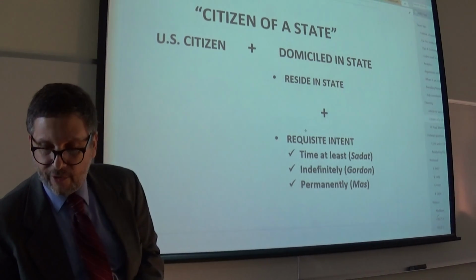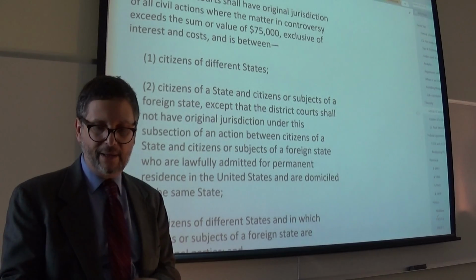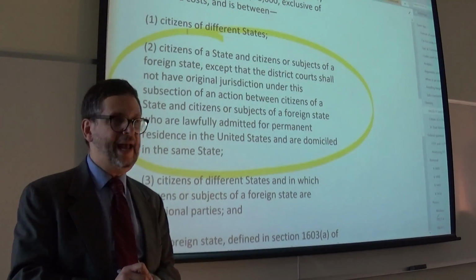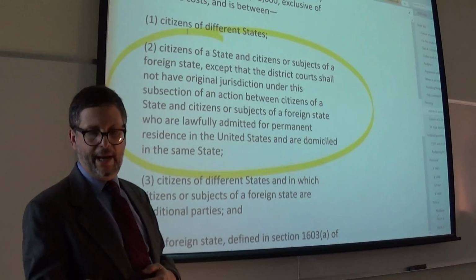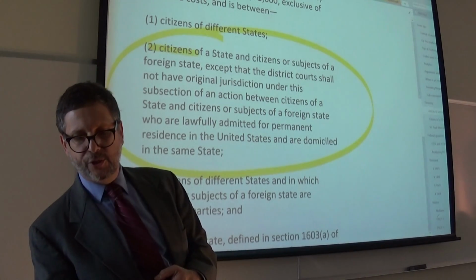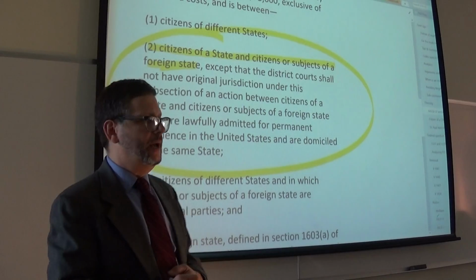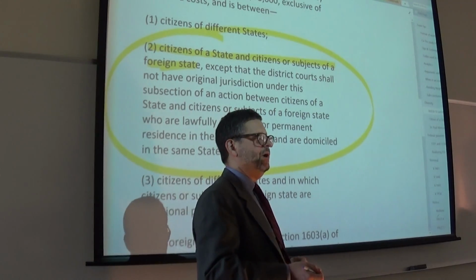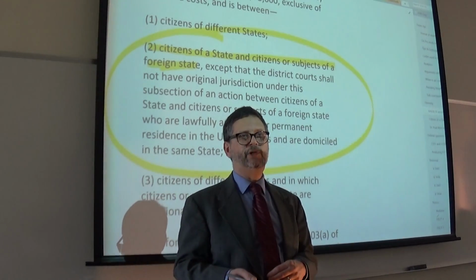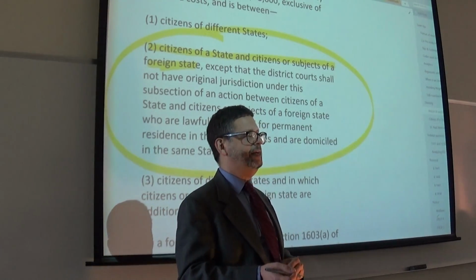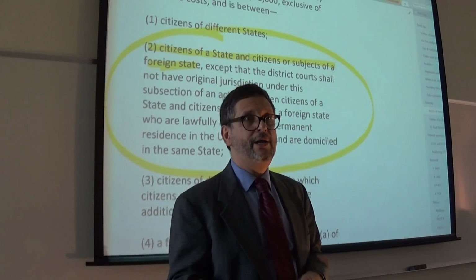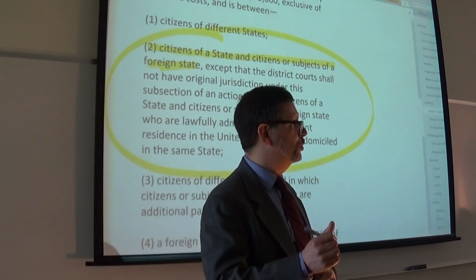Let's look at the statute for a minute. Let's talk about this, the alienage statute, 1332(a)(2), requires that you have on one side a citizen of a state and on the other side a foreigner, somebody who is not a citizen of a state, who's not a U.S. citizen.